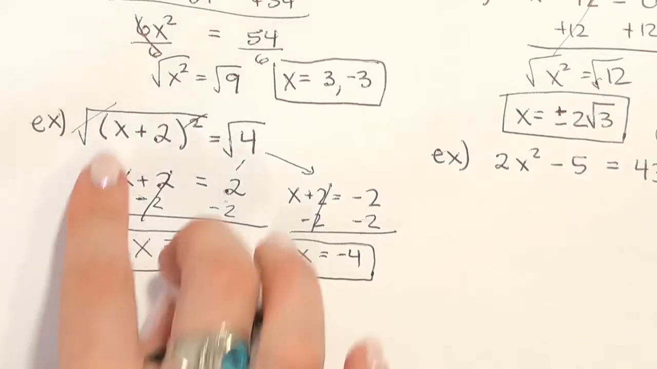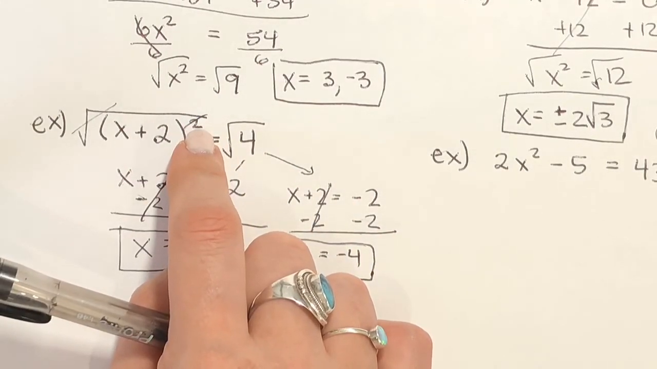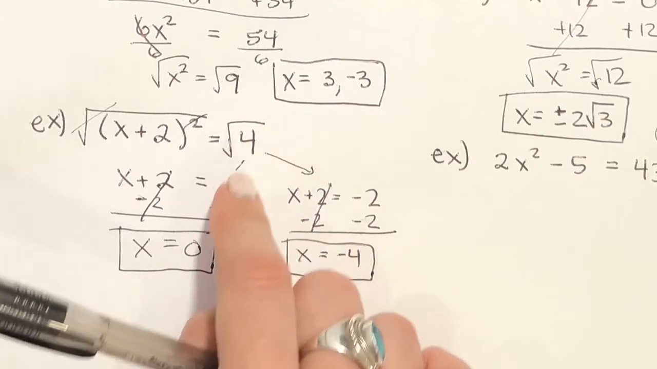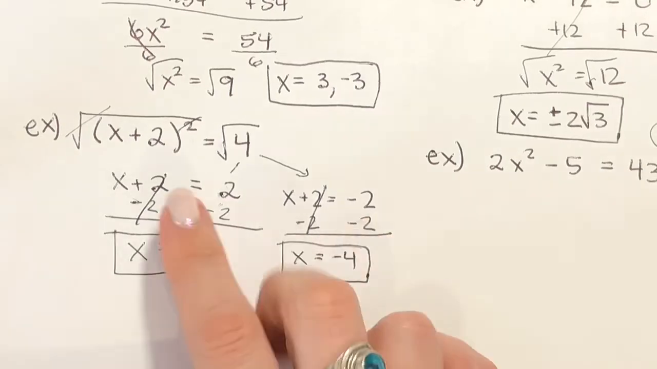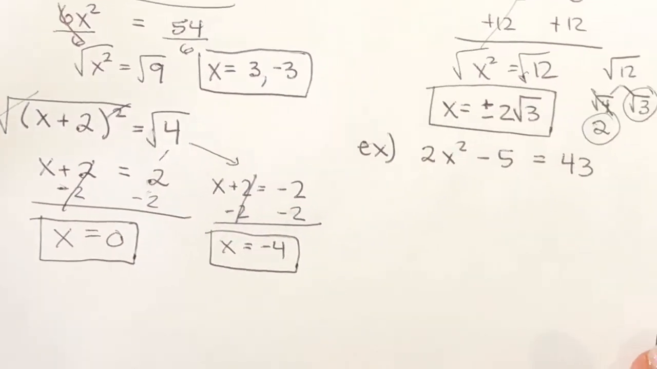So the order of steps is a little bit different when you have that square on the outside of those parentheses like that. And then if it happens like this, you do need to still take the positive and the negative and do your equation 2 times, checking both results. Okay, let's try one more.